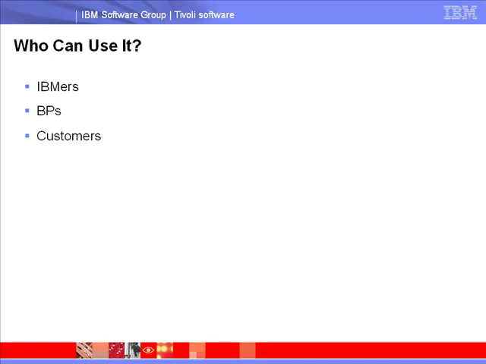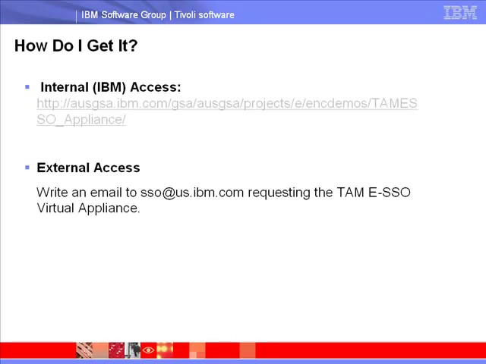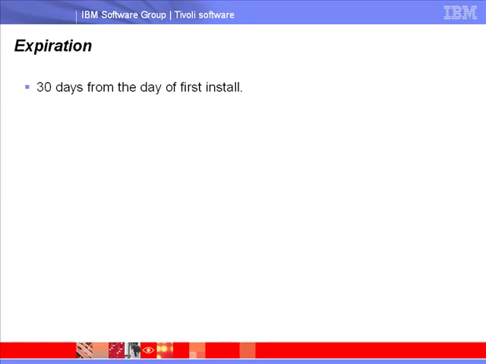Who can use it? IBMers, business partners, customers, all of them, and basically anybody. We have expiration built into it, and therefore we do not really care about who is using it. You can freely pass it to your business partners and customers. How do I get it? If you are an IBMer, you have the internal access to the GSA location here, and for external access, currently you have to write an email to sso@us.ibm.com, and we will send you a reply with the instructions to download it.